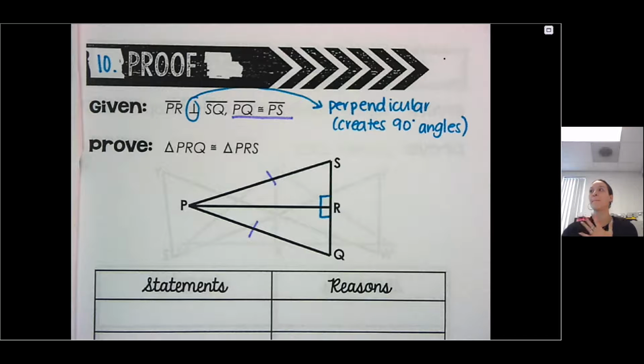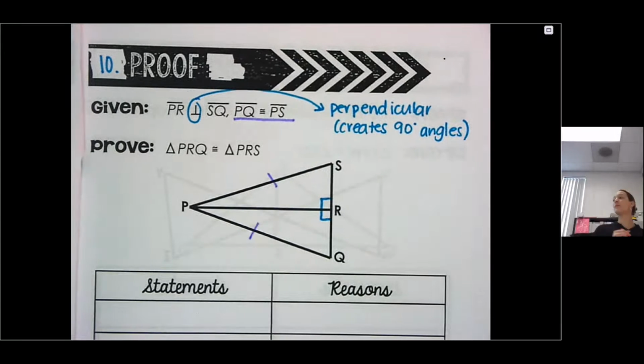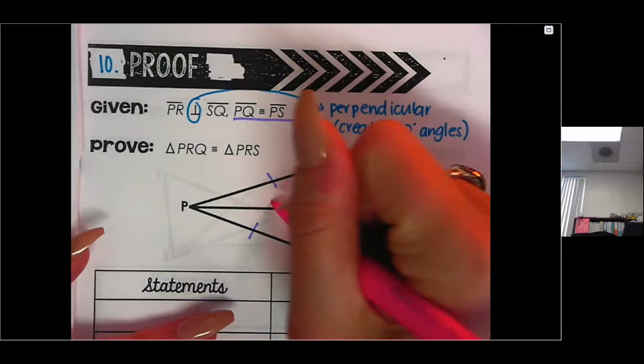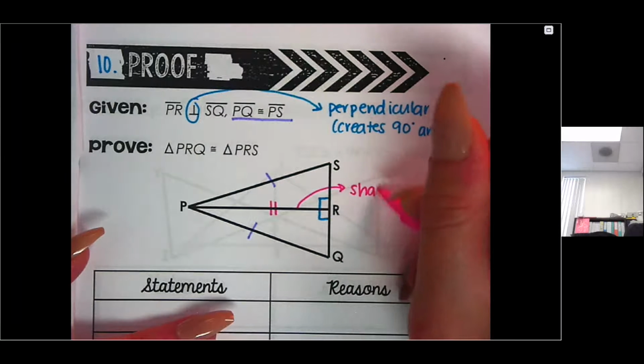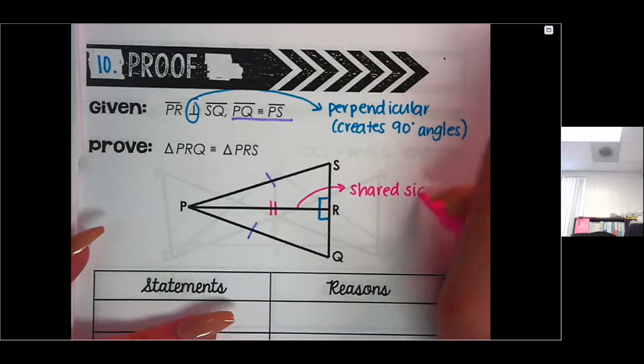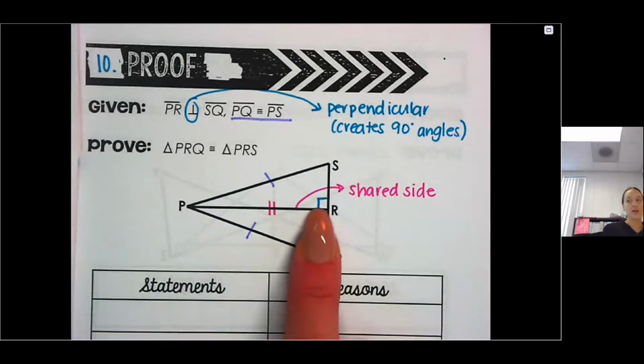Yes? The shared side, which is which one? The one in the middle. Yeah. So what am I going to put on that shared side? 2 tick marks. Yeah, perfect. This is my shared side. Okay, so now we've got 2 sides marked, and we've got an angle right here, a right angle.